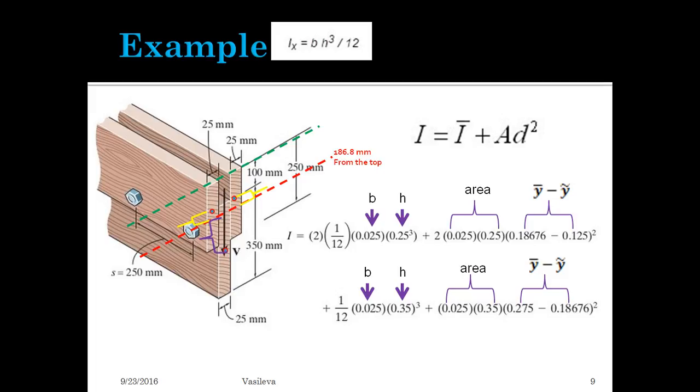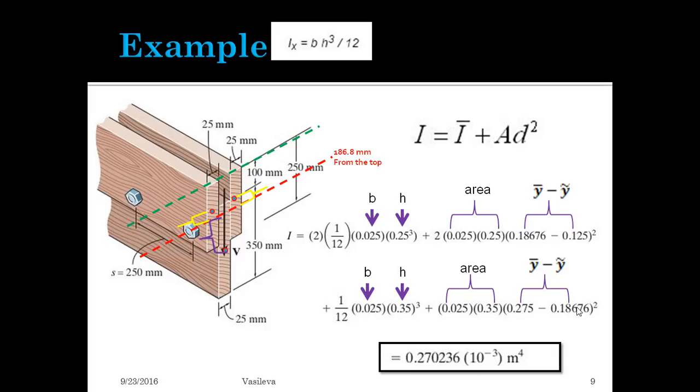And how do you calculate that? Well, you know where the neutral axis is located. All you have to do is find the distance from the top to here, and that ends up being 275 millimeters. So I do 275 minus 186.8, and that'll give me this distance here, this difference in distances. And then I square that, and overall I end up with my area moment of inertia.